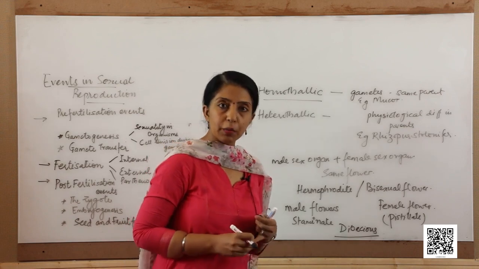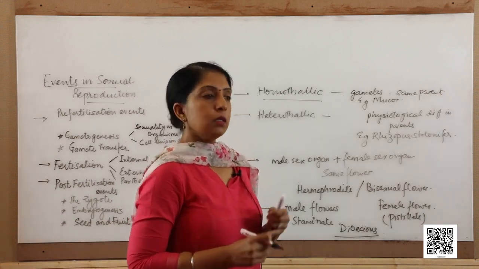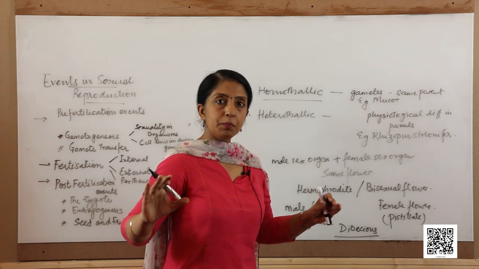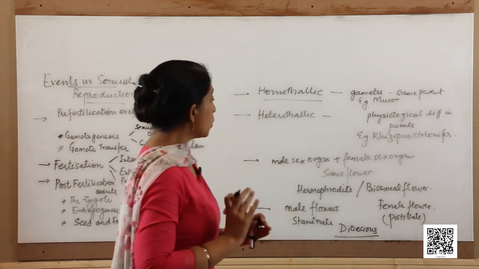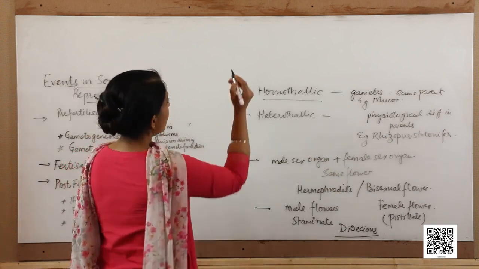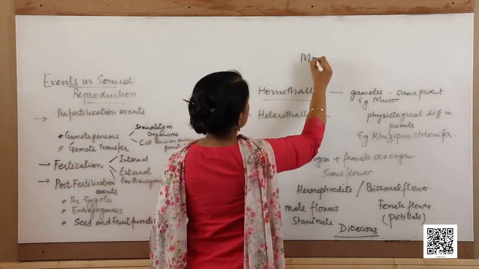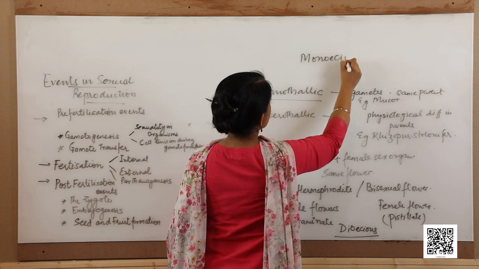On the other hand, there are other plants like cucurbits in which the same plant bears separate male and female flowers. Those kinds of plants are called monoecious.